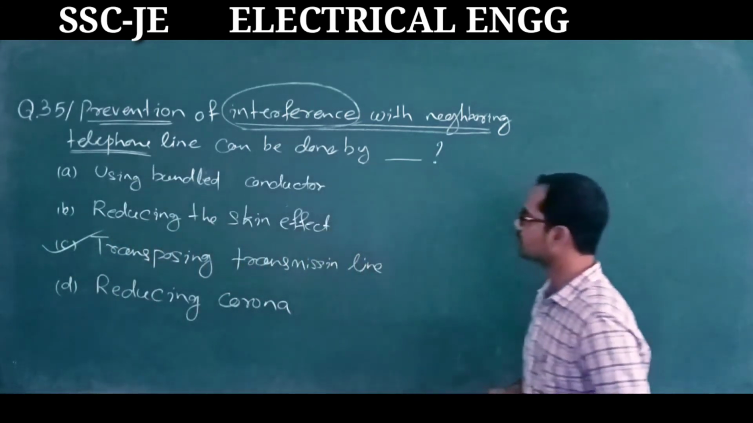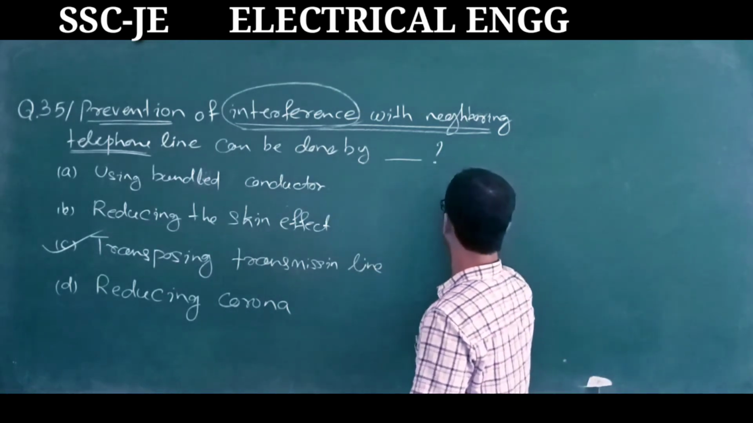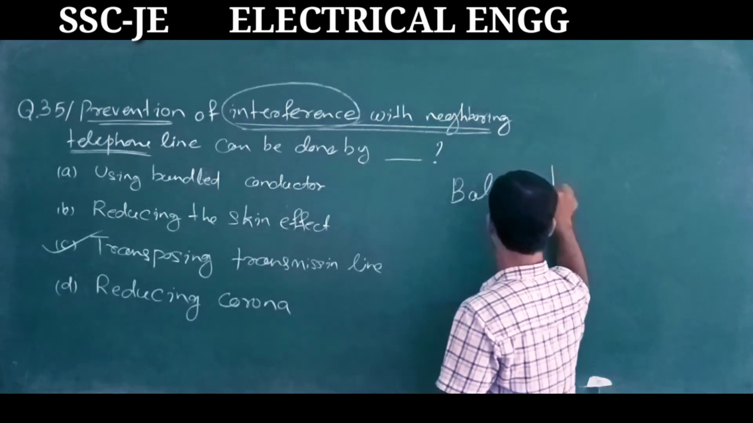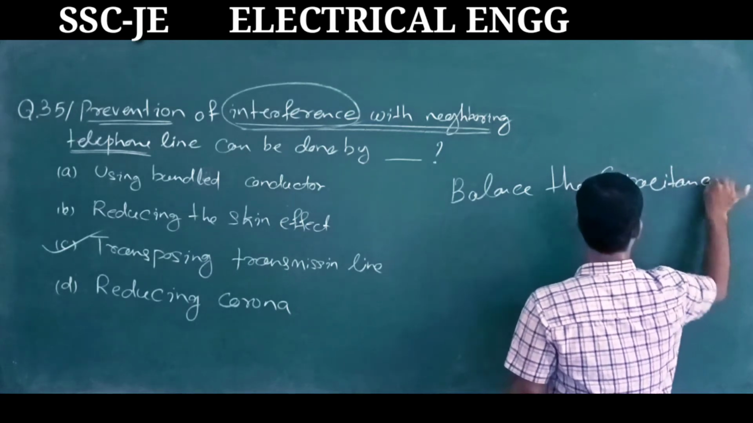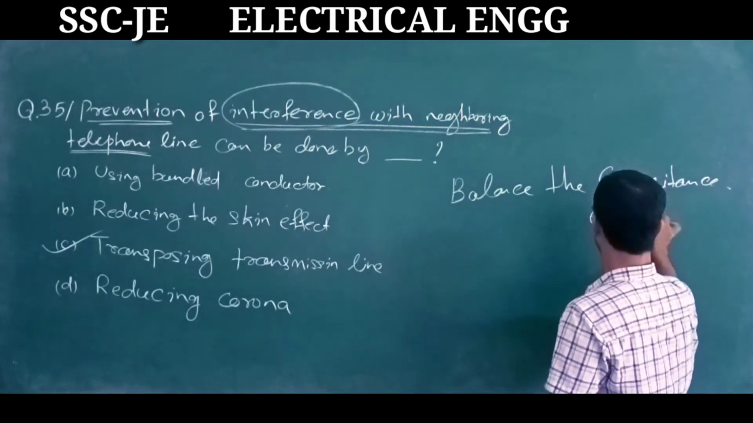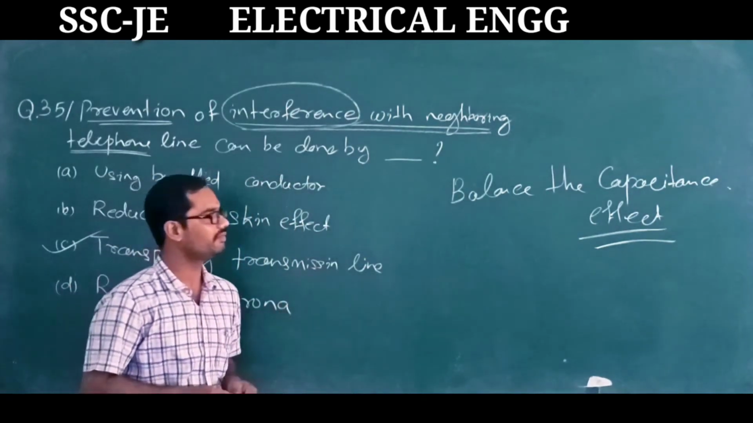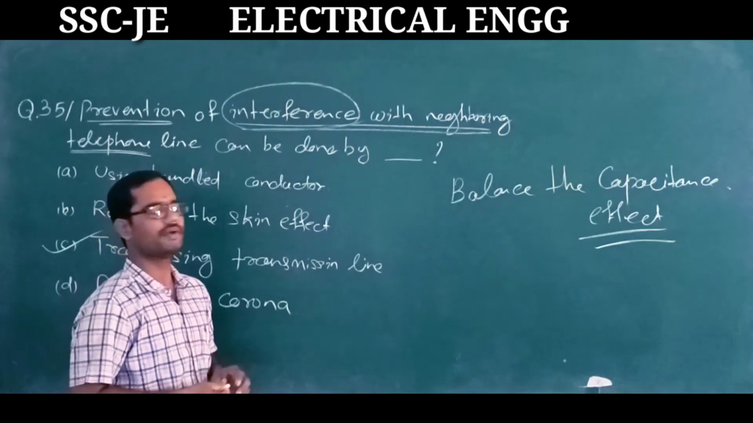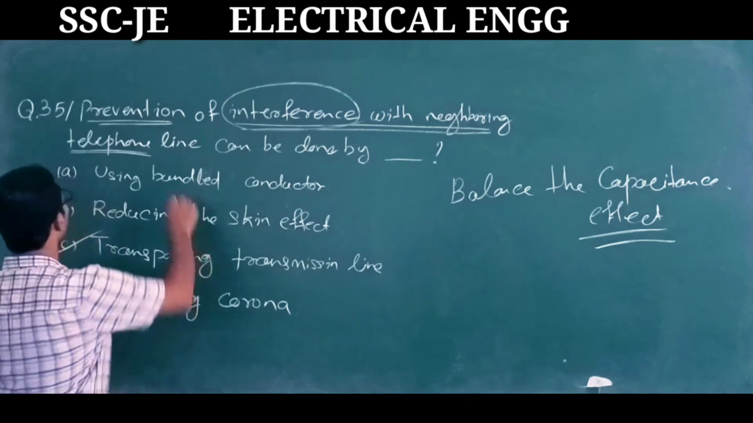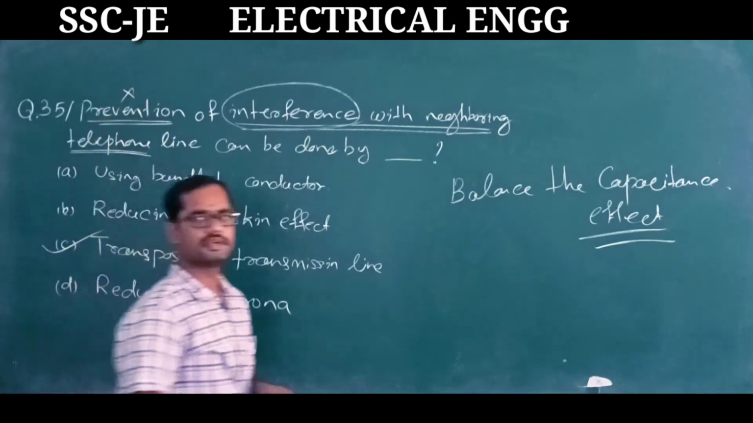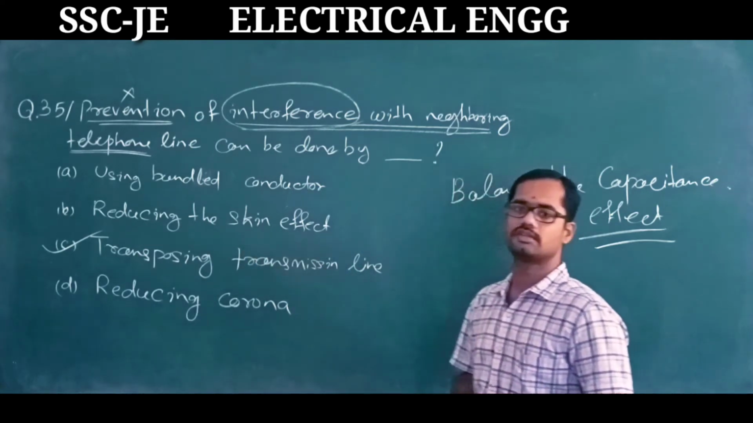The option C is the correct answer. So what do you mean by transposing? With the transposing, what happens? You have to balance the capacity effect in your transmission line. After balancing your capacity effect, whatever electromagnetic wave is present in that system will be balanced, and there will be no interference in the telephonic line. So the option C is the correct answer.